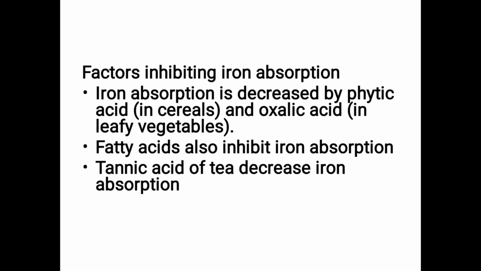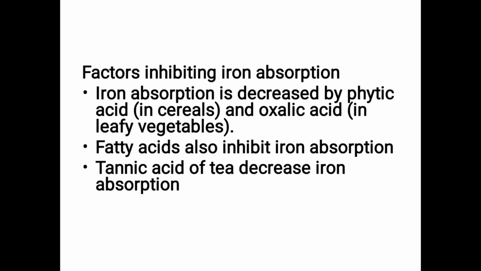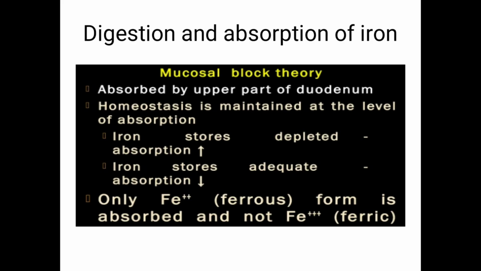So there are some factors which stimulate iron absorption, like gastric HCl, ascorbic acid and all. Some factors like oxalic acid present in the leafy vegetables, phytic acid present in the cereals, and also tannic acid in the tea decrease the iron absorption. I am giving this one, digestion and absorption, no need in great detail, but you should know that.